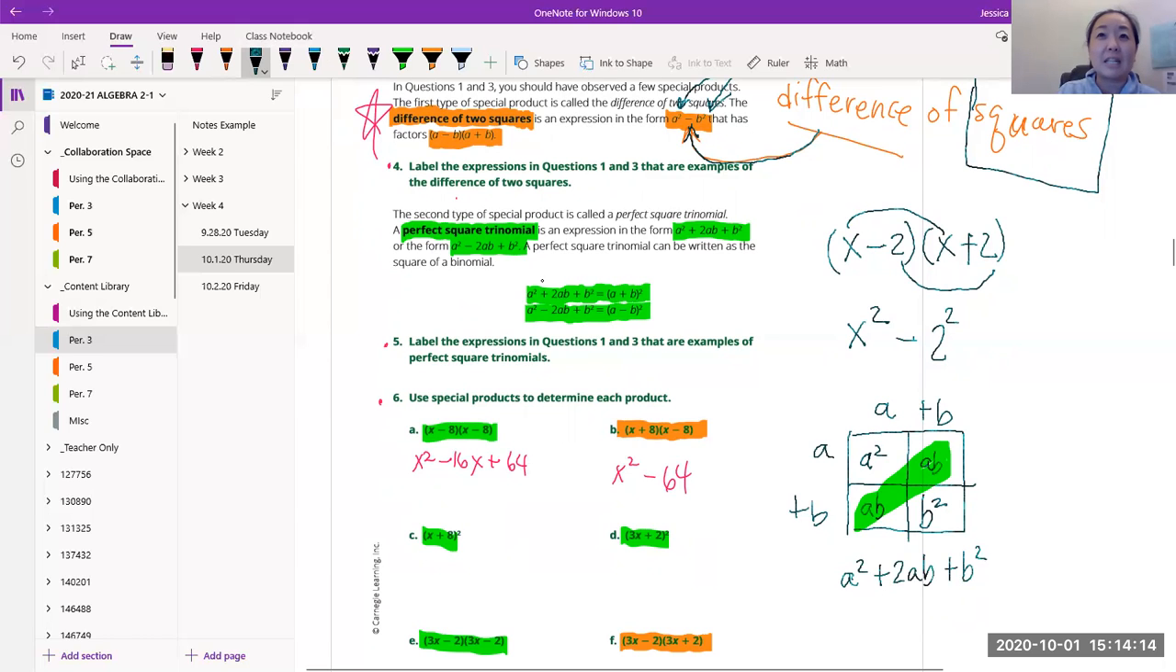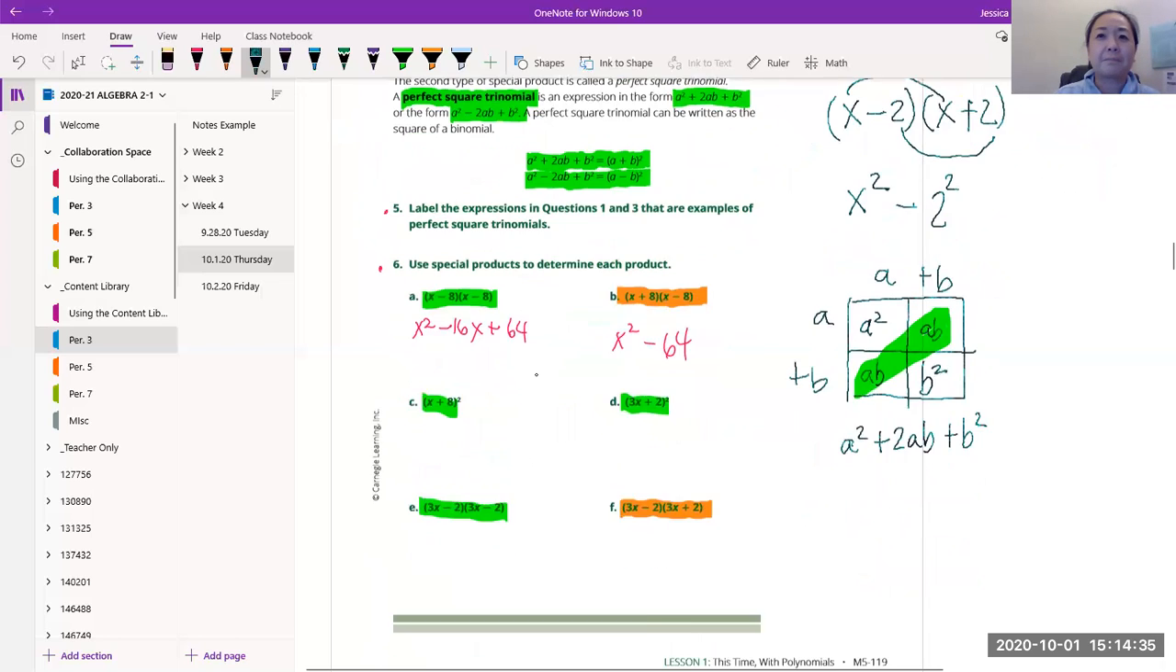That's how they're getting these things over here. It's not a mystery. It's quite the same thing. All right, so that's how they're getting them. Basically you can just multiply the A and the B and then just double it and you're going to get that middle term. And same thing with the B, you're just going to square that B and then you'll get the last term. All right, so let's see if that's true over here.